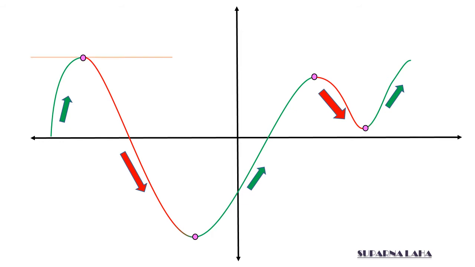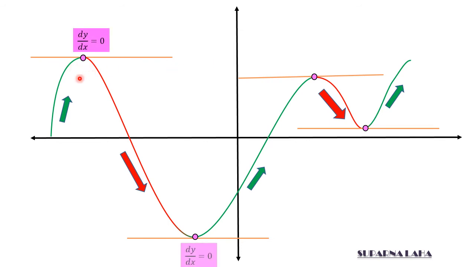So if I draw the tangent at these points, from where the nature of the graph is changing, look, at these points the tangent is parallel to the x-axis. So according to the parallel condition for the tangent, the dy/dx at these points are all 0.